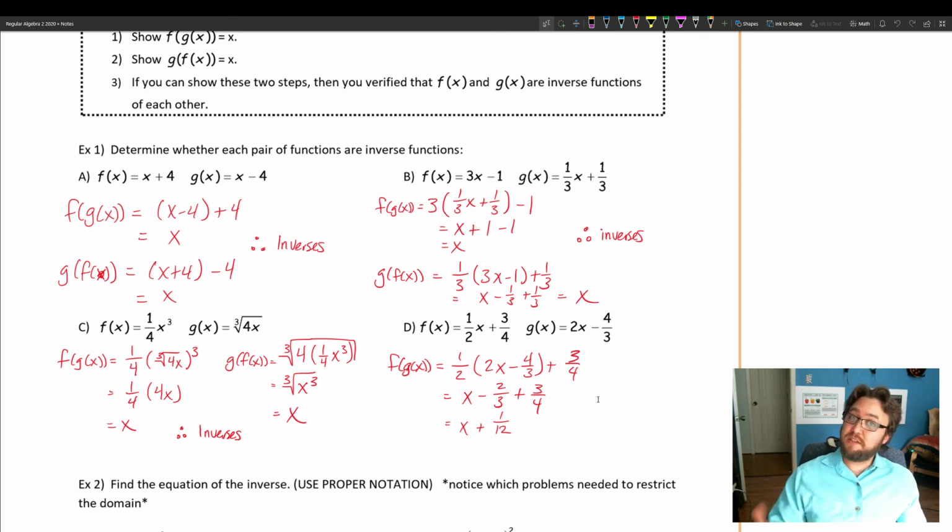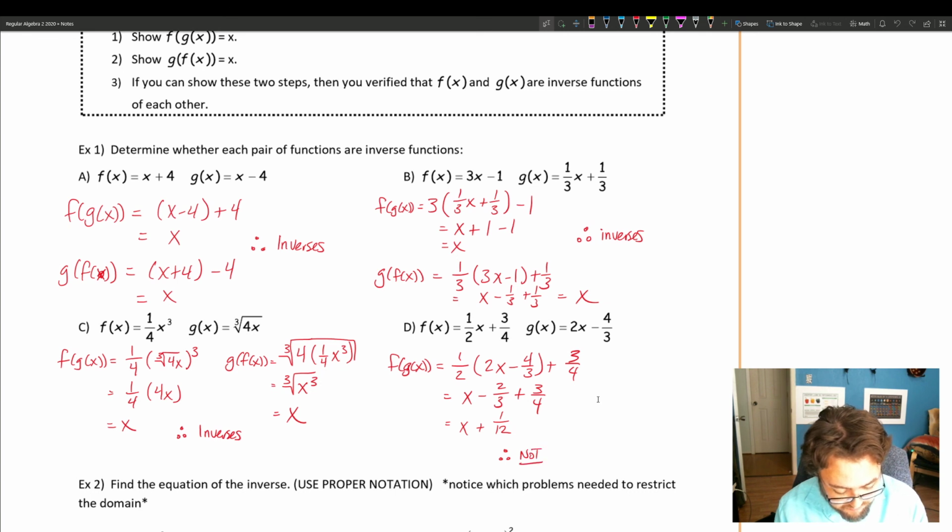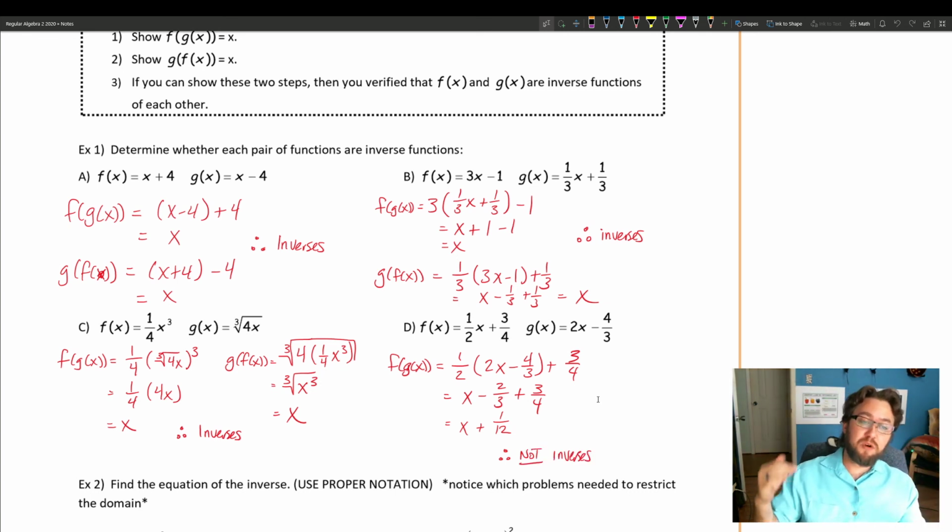Now, is that just an x? No. And our definition says if they're going to be inverses, it's got to equal just x. So they're not inverses. If you get to a point where you're at the end of one of these compositions and it doesn't equal x, then clearly they're not going to be inverses of each other.